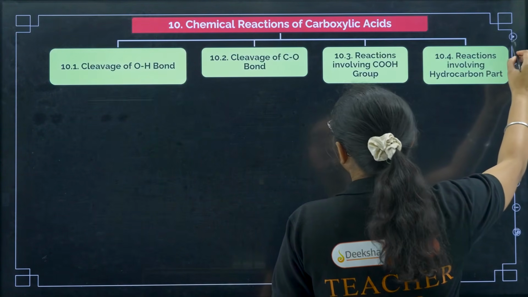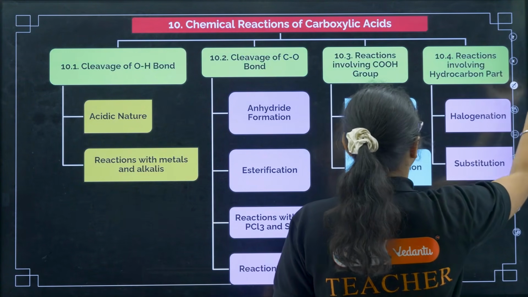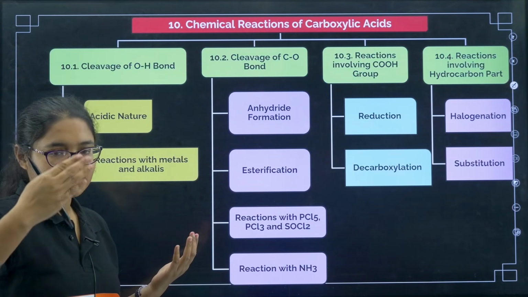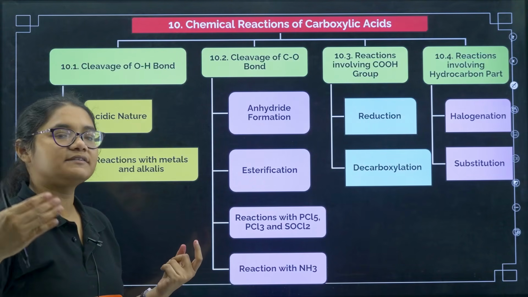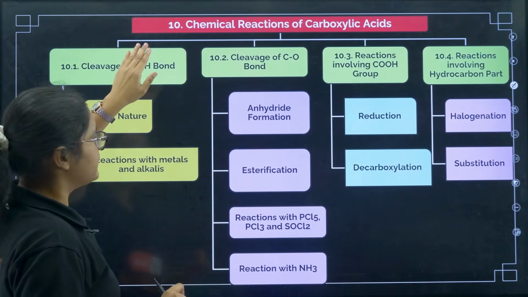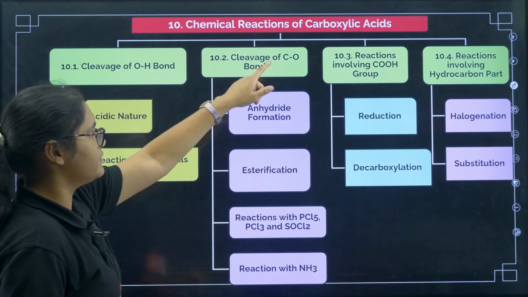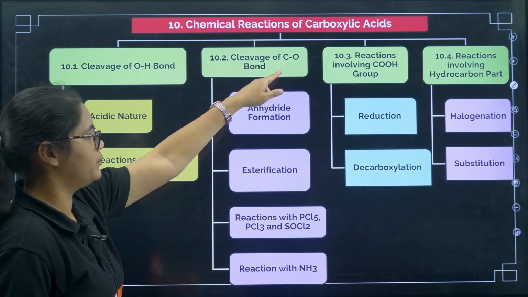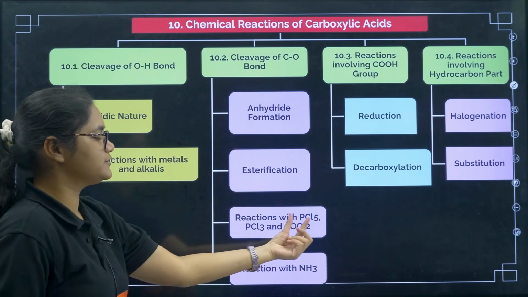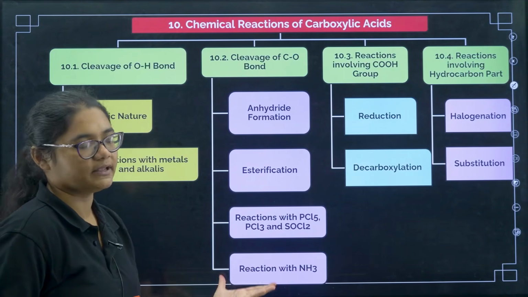Now talking about the chemical reactions, which is very, very important. As we have seen in the case of alcohols, there was a reaction in which the OH bond can break, and there was another reaction where the CO bond was breaking. The same thing is here also. First, cleavage of the OH bond: in that you have acidic nature and reactions with metals and bases. Then when there is cleavage of the C-OH bond, you have anhydride formation and esterification. This reaction we already know. Reaction with PCl5, PCl3 and SOCl2, this also we know. Reaction with NH3, this also we know, it will give you amides.